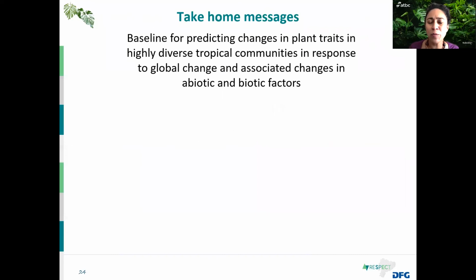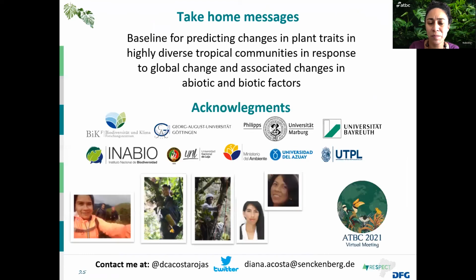I'm convinced that we provide a baseline for predicting changes in plant traits in highly diverse tropical communities in response to global change and associated changes.